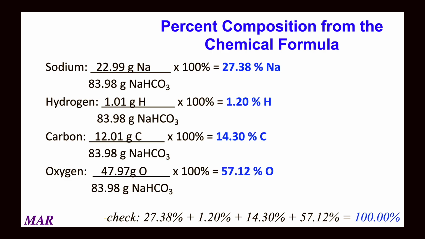So here's the actual process. Here's the sodium, 22.99 divided by molar mass times 100, 27.38. And hydrogen, because there's one of them, 1.01 divided by that. Sig figs are a little bit different. Carbon, oxygen. And again, if you've done this right, when you add them together, they should be very, very, very, very, very close to 100%. And they are. So pat yourself on the back. Nice job. Little things make my day.